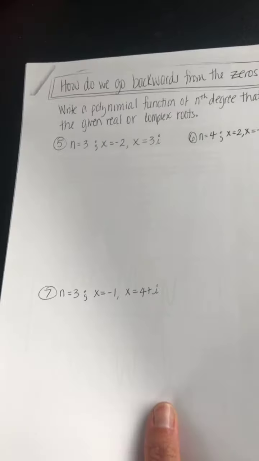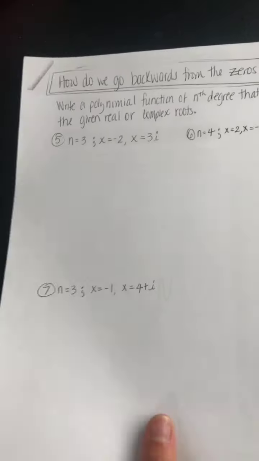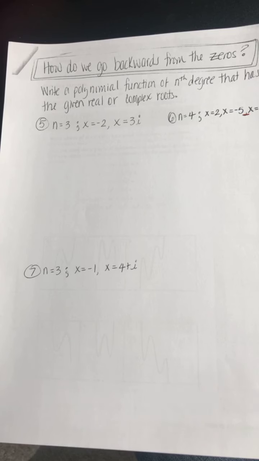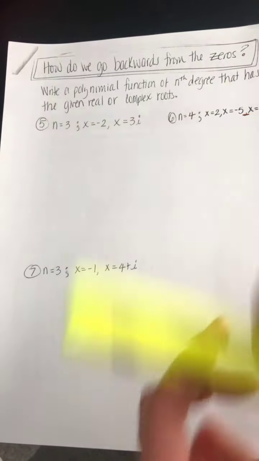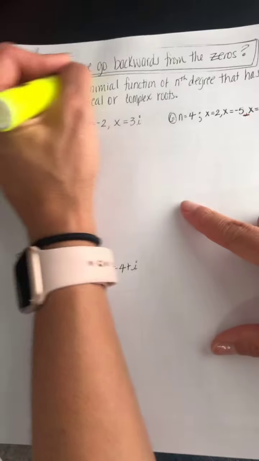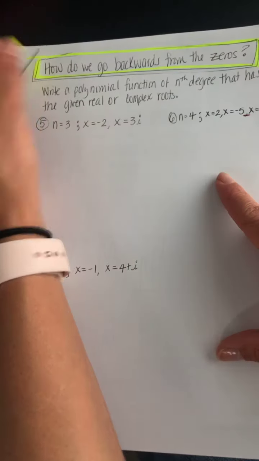Turn the page. All right, well, with these problems, we need to be able to go forwards and backwards with them. So that means now we need to be able to have the answers, the solutions, and figure out, well, what polynomial did they come from? So we need to work backwards. So this section is going to teach us how to do that.